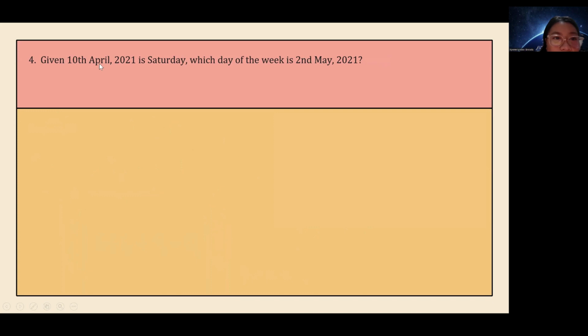Given 10th April 2021 is a Saturday, which day of the week is 2nd May 2021? So the 2 months are still under the same year, so we can disregard that. And then after April is the month of May. Okay? So to do this one, we just have to remember that there are 7 days in a week, right? 7 days in a week.